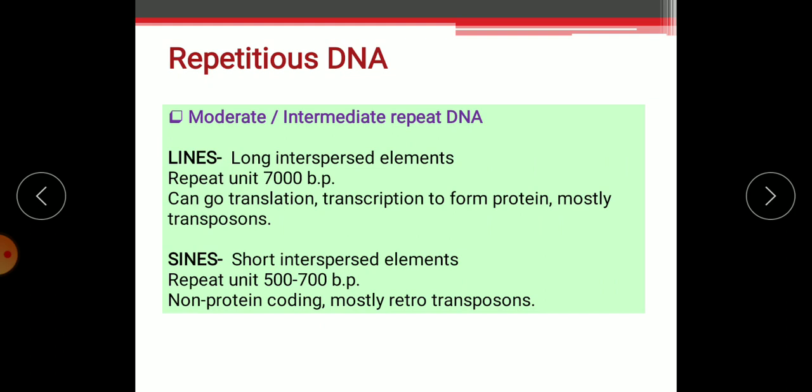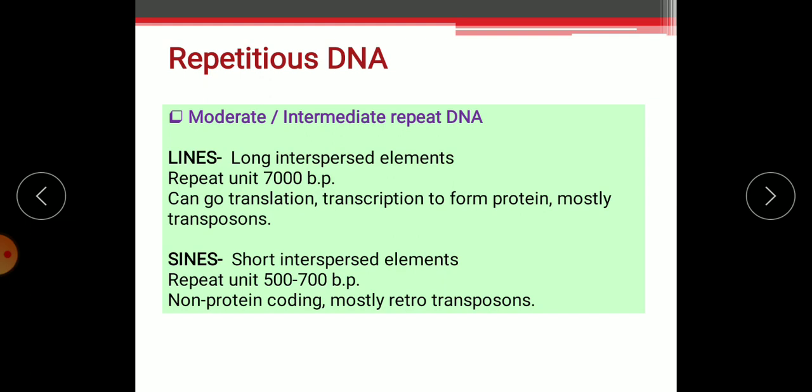Now the next one is the repetitious DNA in moderate form, that is the moderate or intermediate repeat DNA, which may be divided into two types mainly. One is the LINEs, another one is the SINEs. LINEs are the long interspersed elements and SINEs are the short interspersed elements. These interspersed elements are basically the transposons, called jumping DNA or jumping sequences, which can translocate from one position to another position.